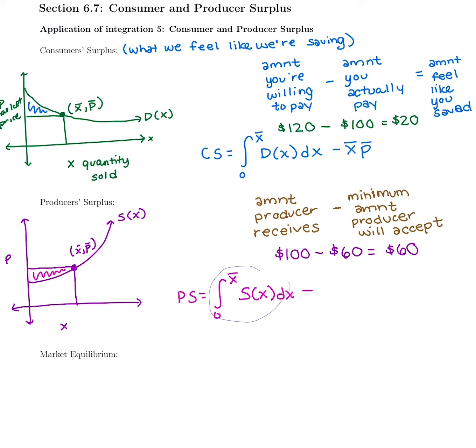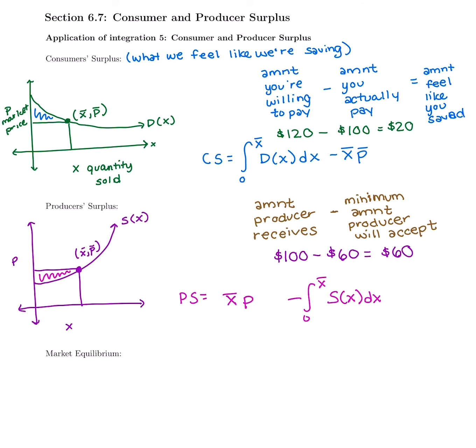or subtract that from, rather. And move this over. We need to subtract that from the big box. So X bar times P bar. The order switches because we have this whole big box and we want to remove the area under the curve. So we're going to take X bar, P bar, and we're going to subtract the supply equation from it.